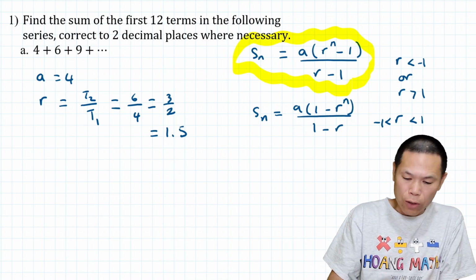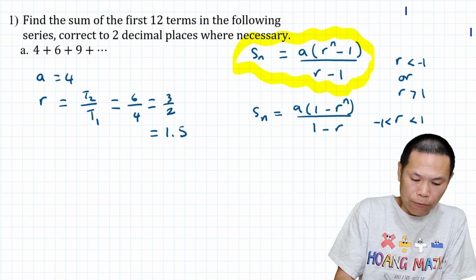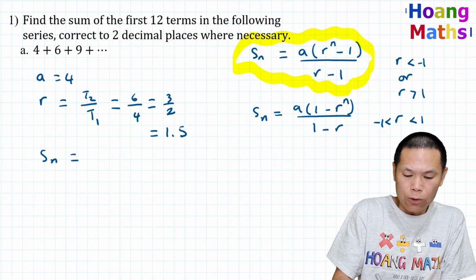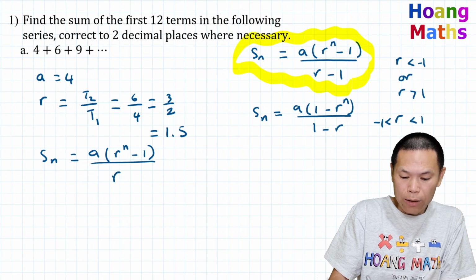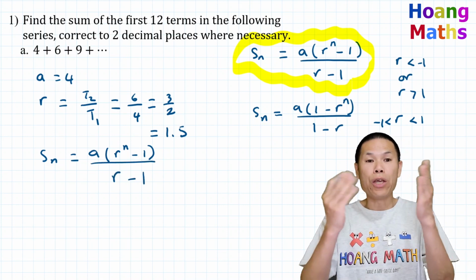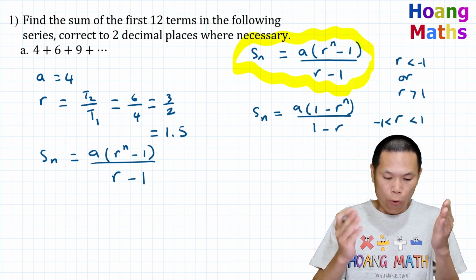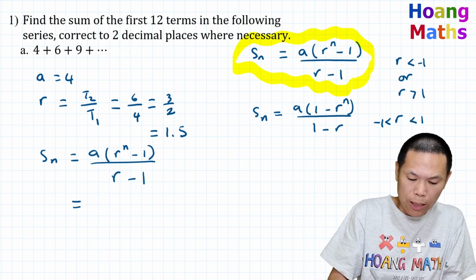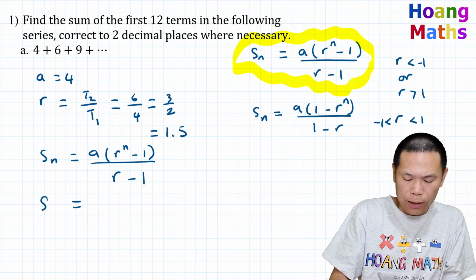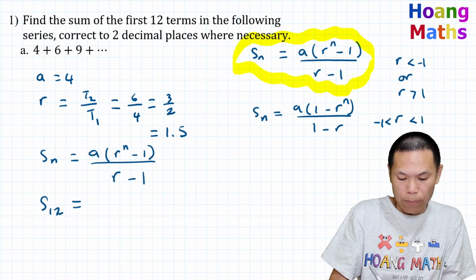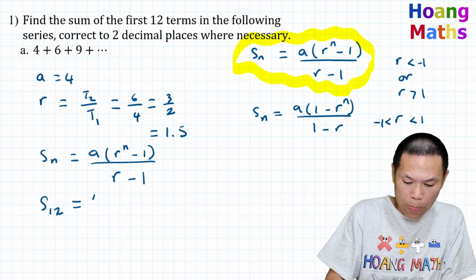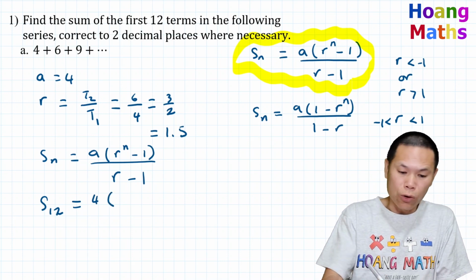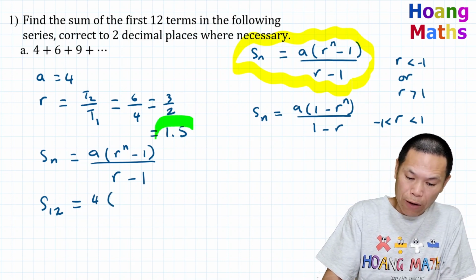So now let me just write out the rule. S of n is equal to a r power of n minus 1 over r minus 1. So there you go. So now a is 4. So let's just replace with this. And we are after the sum of the first 12 terms. S of 12, if you like. So a is 4. And we have r. So r is 1.5 here.